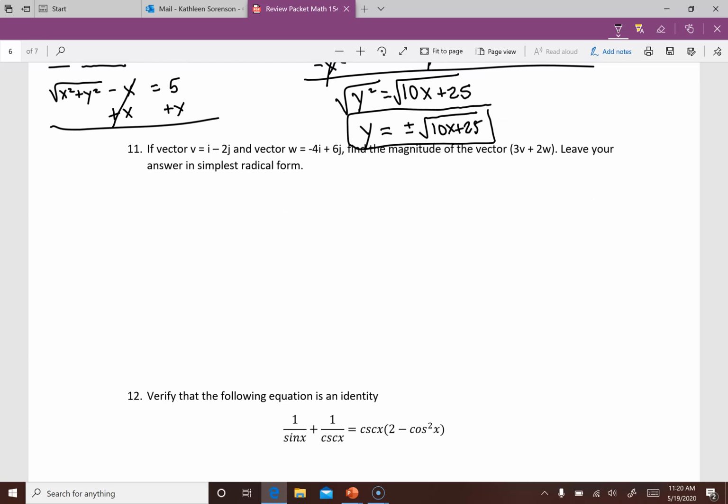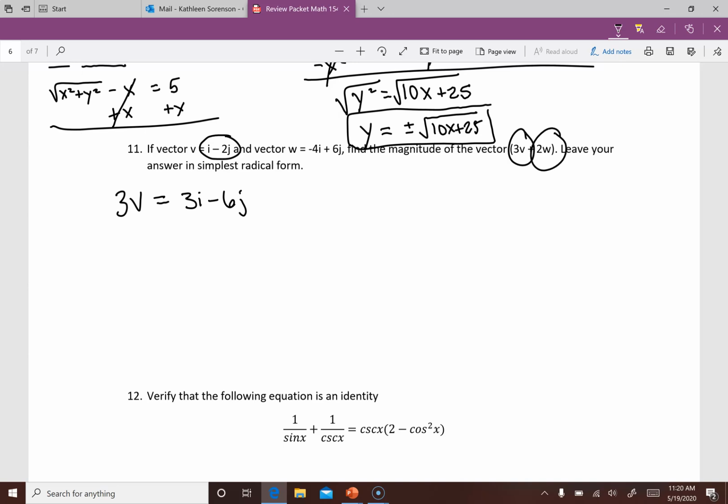Okay, number 11. If a vector v is equal to i minus 2j and vector w is negative 4i plus 6j, find the magnitude of the vector 3v plus 2w. Leave your answer in simplest radical form. Okay, well, first thing we're going to do is we need 3v. So I'm just going to take v and multiply it by 3. So that's going to be 3i minus 6j.